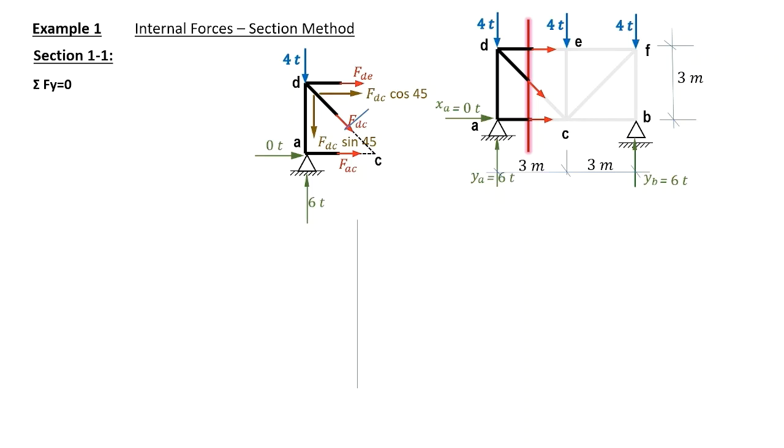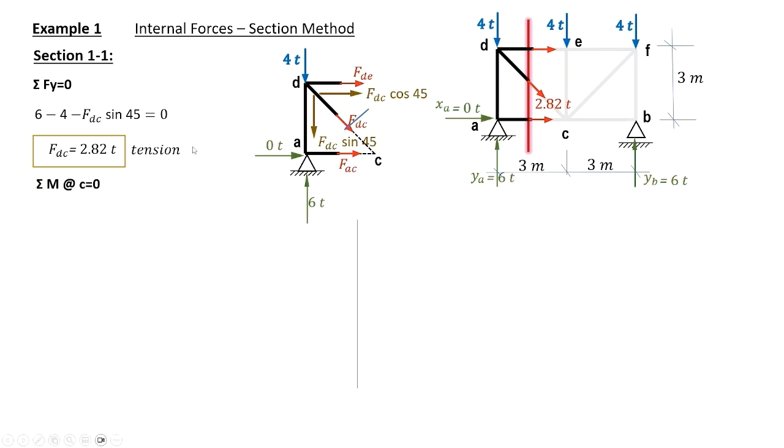In the y direction, we have the 6 tons heading upwards and 4 tons plus FGC sine 45 heading downwards, so they have an opposite direction. This gives FGC 2.82 tons, having a positive sign, which means that we assumed the tension force correctly, and it is plotted on our diagram.